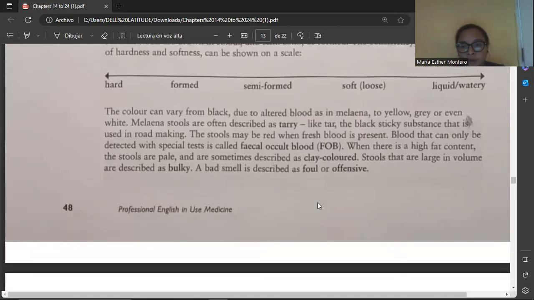The stools may be red when fresh blood is present. Blood that can only be detected with a special test is called fecal occult blood, FOB. When there is a high fat content, the stools are pale and are sometimes described as clay-colored. Stools that are large in volume are described as bulky. A bad smell is described as foul or offensive.